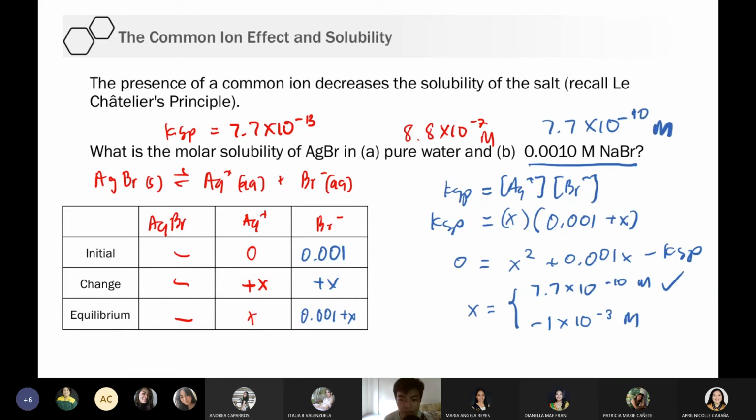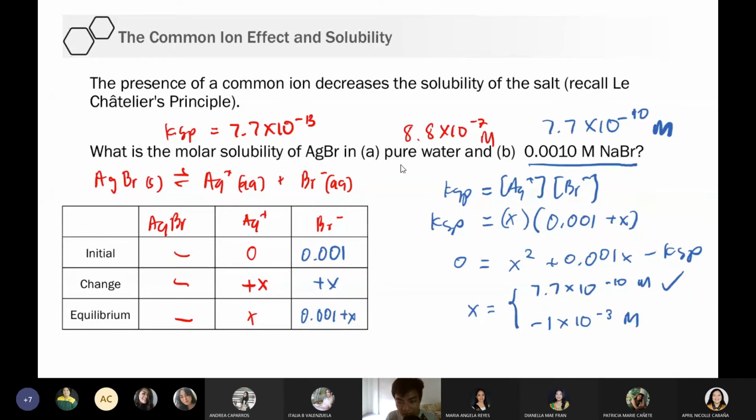Okay, so from this calculation, napatunayan ba natin that in the presence of common ion, the solubility decreases? Napatunayan ba natin? Yes. Bakit? Look, in just pure water, ito yung solubility niya, times 10 raised to negative 7. But in the presence of common ion, in our case, Br minus, naging negative 10 yung ating solubility. It became much lower. Mas lalong bumaba. So, ibig sabihin nun, totoo yung Le Chatelier principle. That when you add common ions, it shifts the equilibrium to the left, hence the precipitate becomes less soluble. Okay?